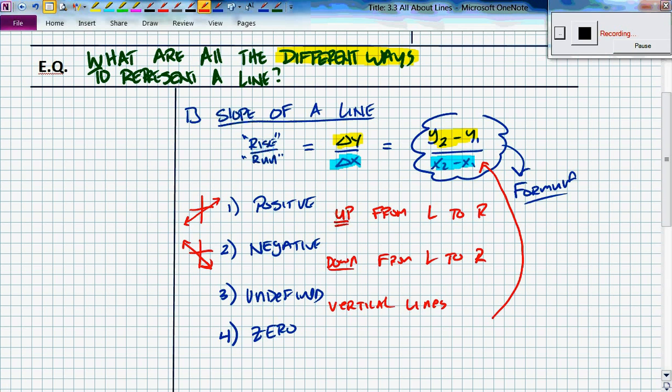And then what does a slope of 0 look like? Horizontal. Good. All it does is run. All it does is the run. Horizontal. Forgive my spelling.